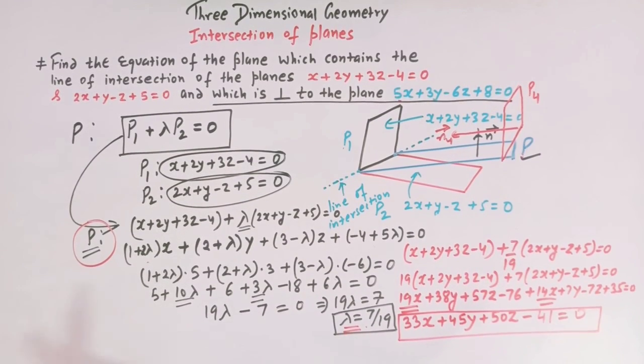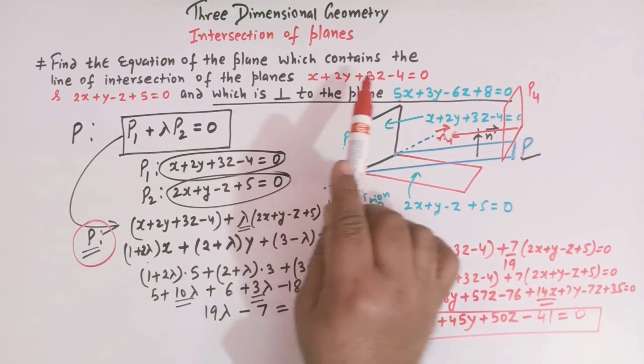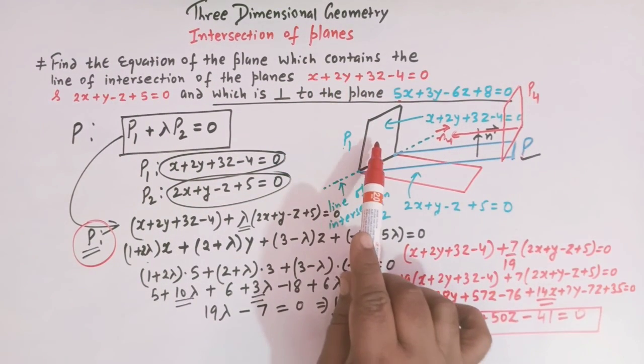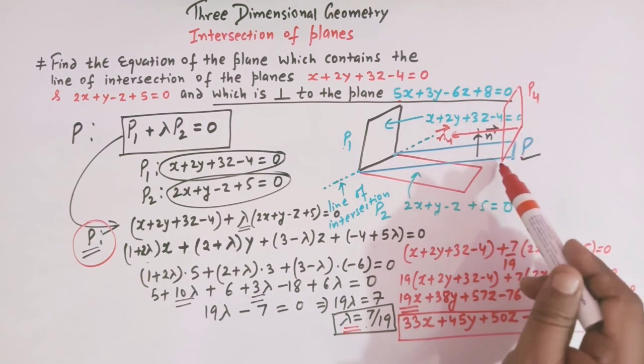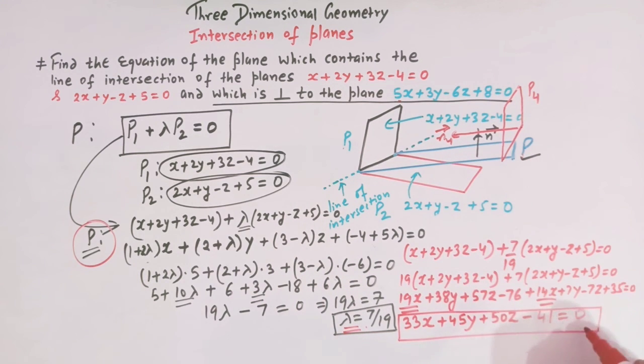So viewers, the equation of the plane which passes through the intersection of these two planes and is perpendicular to this plane is given by this equation, right? So this is how we can solve this problem related to intersection of planes.